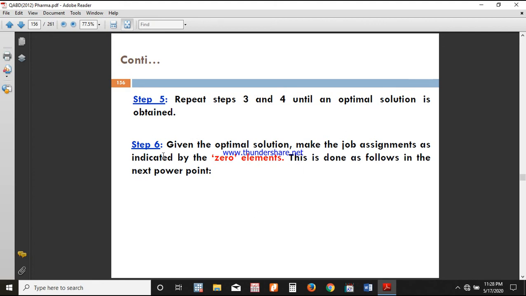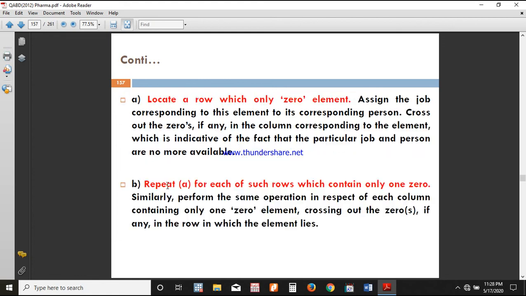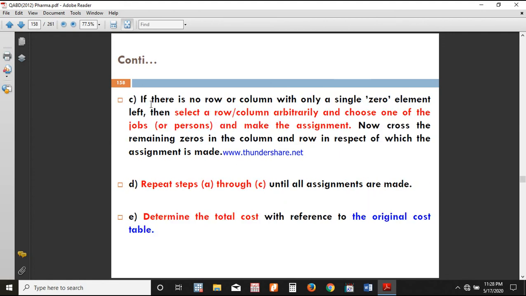Given the optimal solution, in step 5 you can make a job assignment as indicated, considering the 0 elements. Locate a row with only one 0 element, and repeat this for each such row which contains only one 0. If there is no row or column with only a single 0 element left, then select a row or column arbitrarily, choose one of the jobs or persons and make an assignment. Repeat until all assignments are made, then determine the total cost.